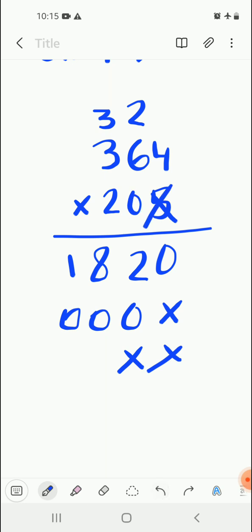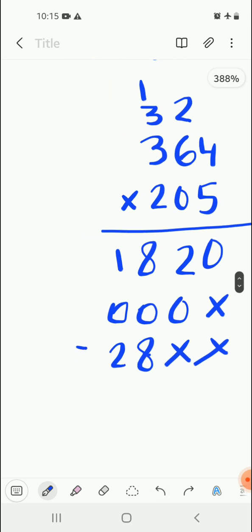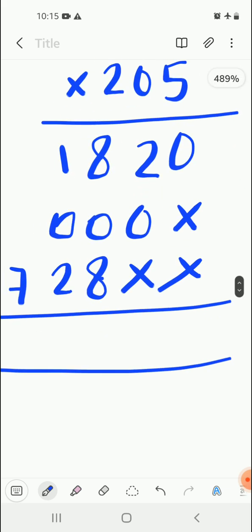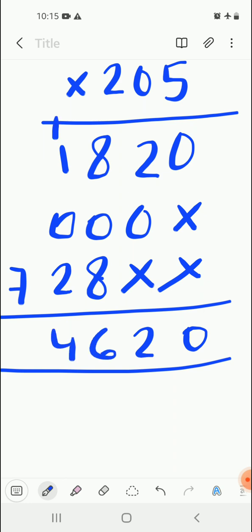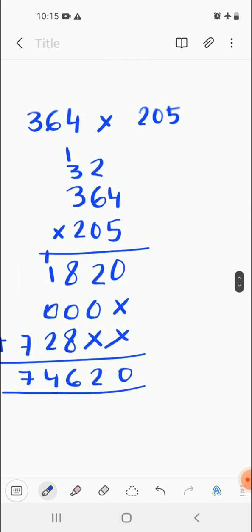We'll move to the third one, that is 2. Over here, 4 into 2, it is 8. 2 into 6 is 12. And 3 into 2 is 6 plus 1, 7. Add the numbers, 0, 2, 8 plus 8, 16. Carry 1. 2 plus 1, 3 plus 1, 4 and 7. We get 74620 as the answer.